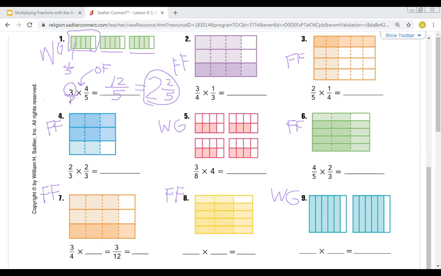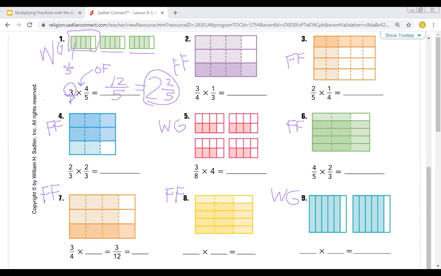You're just going to multiply straight across. And that's why I said addition and subtraction is so much harder, because in addition and subtraction, what do you need? Common denominators, right? With multiplication and division, you don't need common denominators. You just multiply straight across. Isn't that easy?